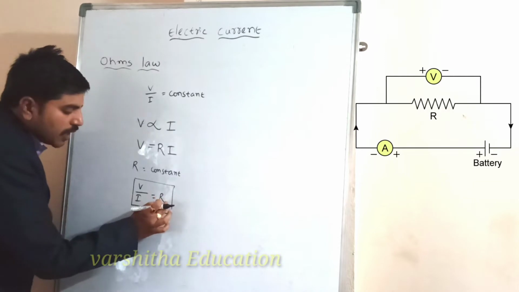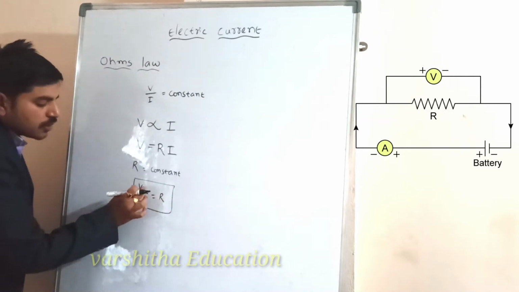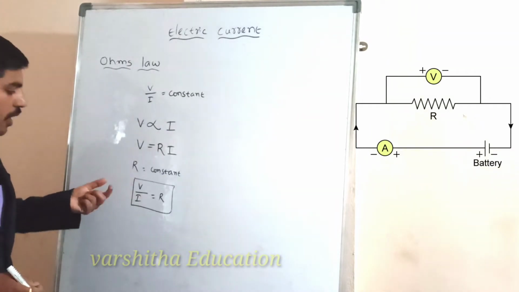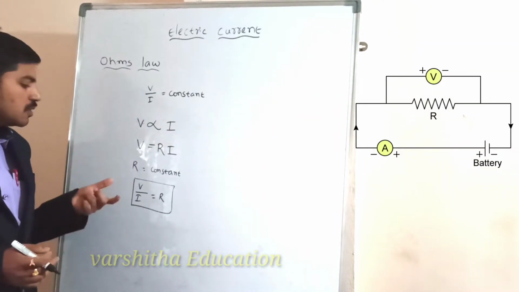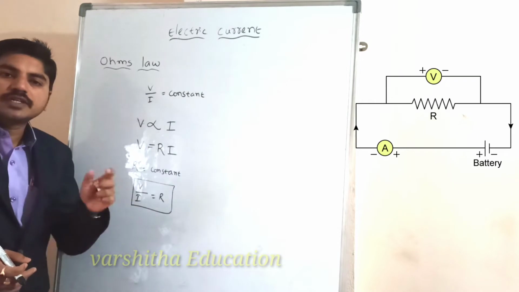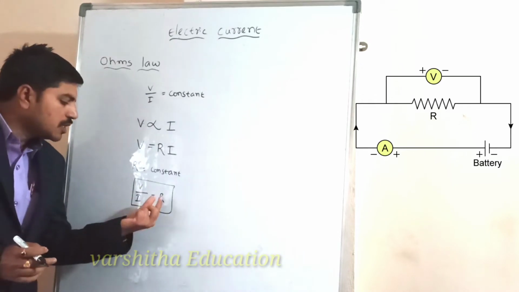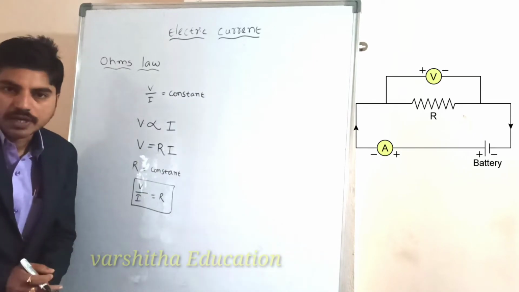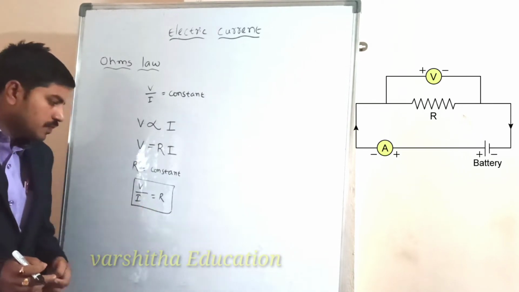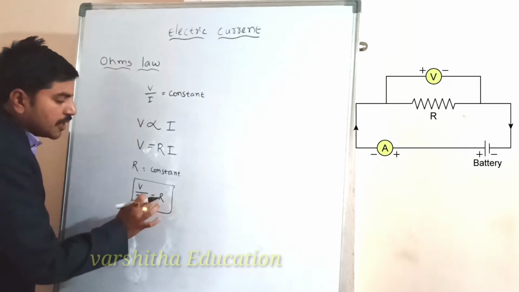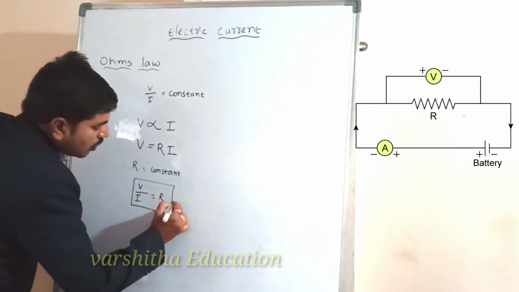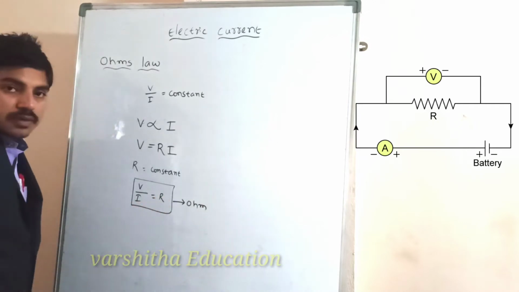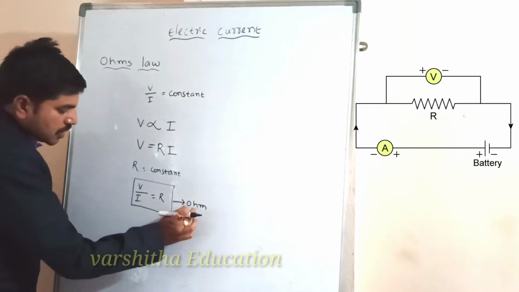If you know the current value or the potential value in this equation, the ratio between the voltage and amperes, meaning the potential difference and the current, we can easily find out how much resistance the particular conductor has. R is measured in ohms. That's why the unit of R is the ohm.